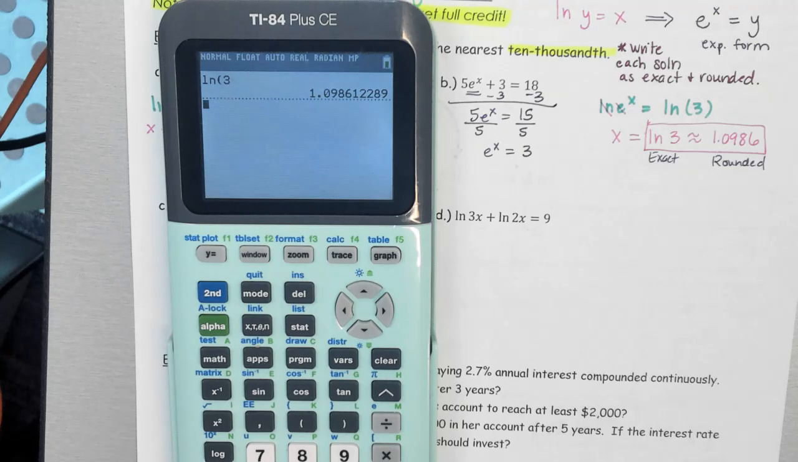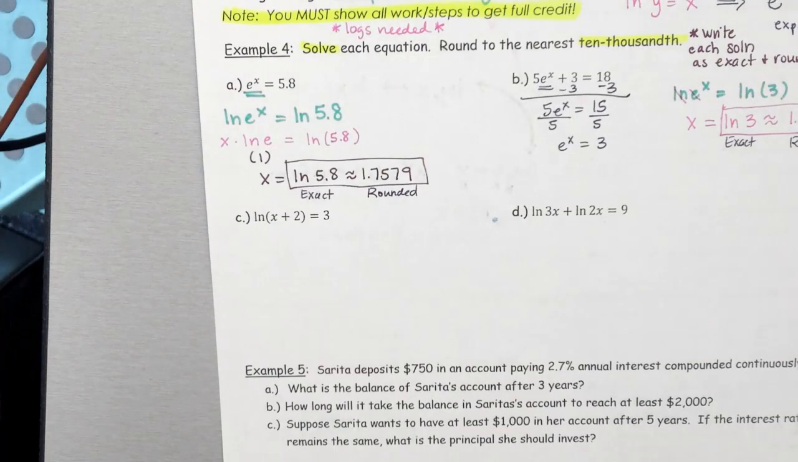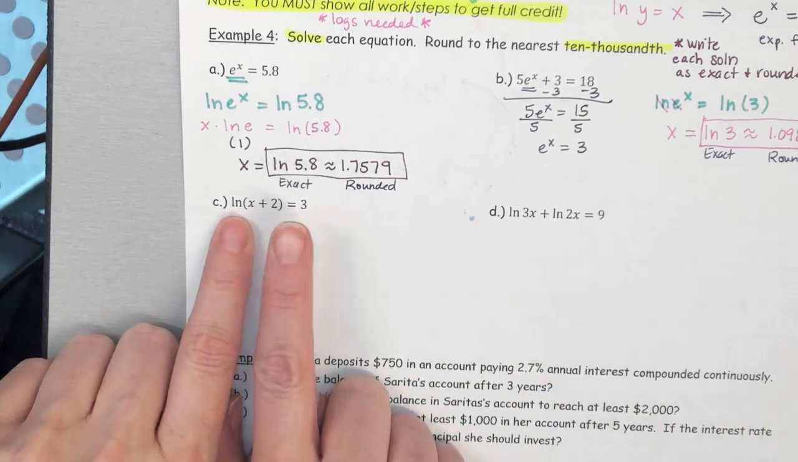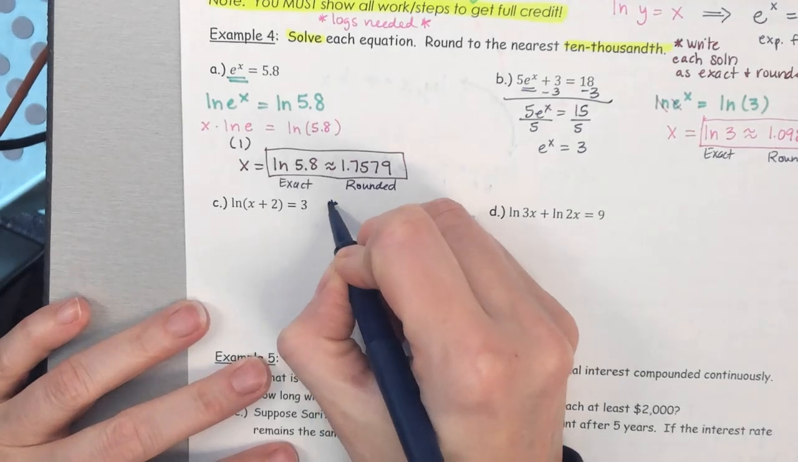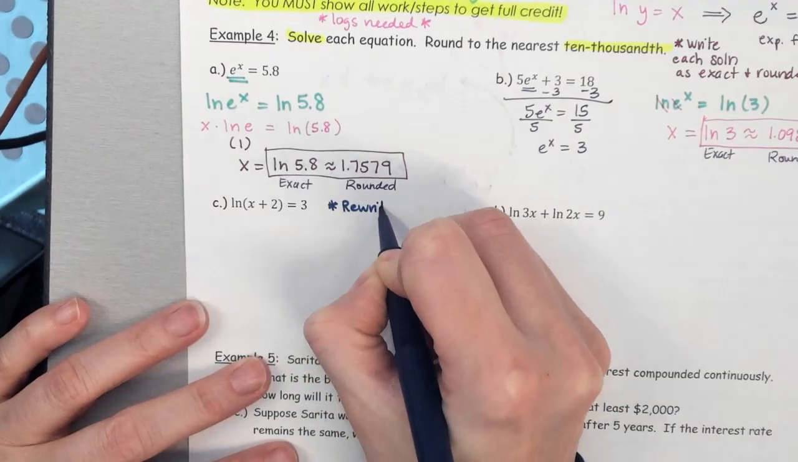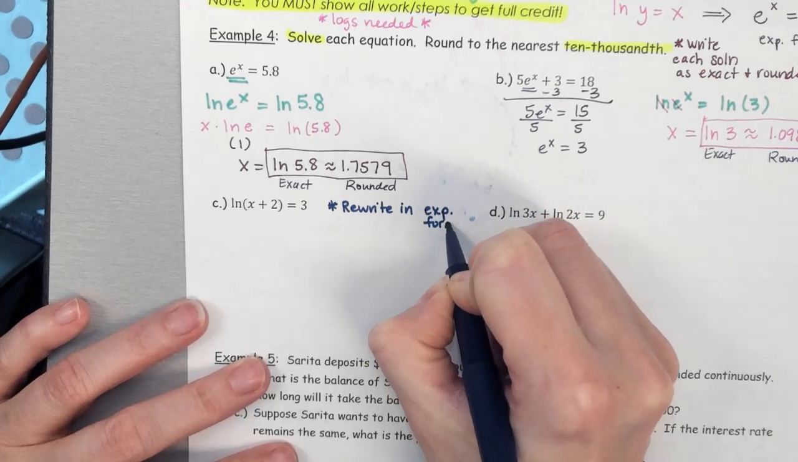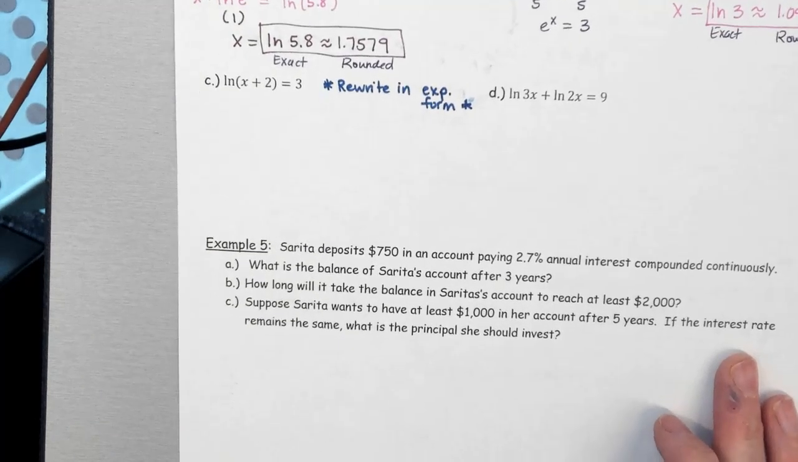So for part C, notice that you don't have e to the x, you don't have an exponential equation, you have a log equation, right? So your first step, if you have a log and it's isolated, which this is, you're going to rewrite this in exponential form. That's what we're going to do first. So we're going to rewrite in exponential form. Okay, and that's exactly what we did on the front side.